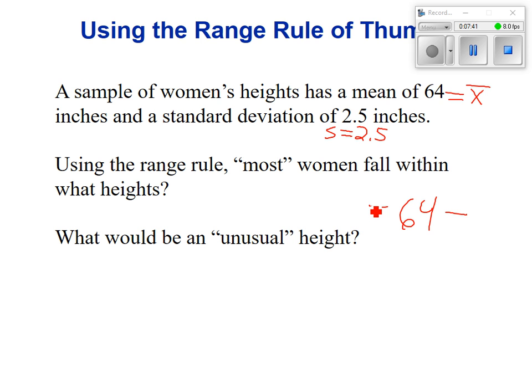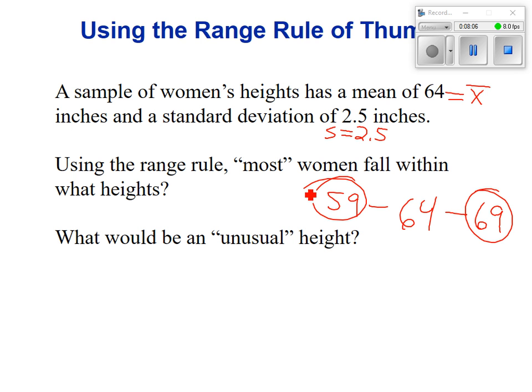That'd be 5 and 5, because if you go up 10 and down 10, then all of a sudden you made your range how much? 20 instead of 10. So you go down 5, which would be 59, and up 5, which would be 69. So we can say that most all normal women fall between 59 inches tall and 69 inches tall. Does that sound about right?